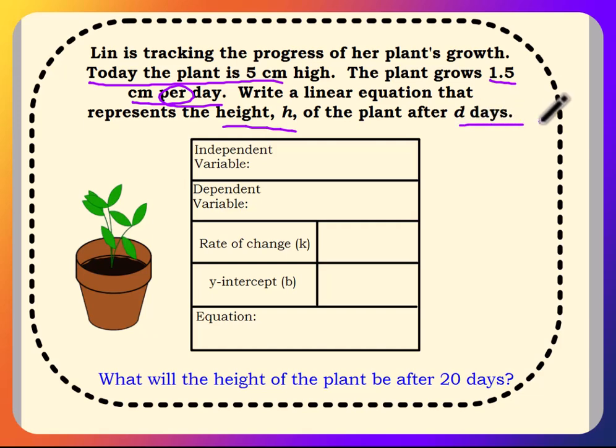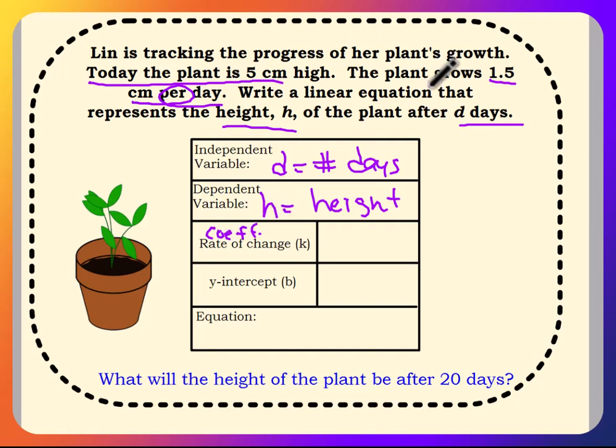So what do you think is the independent? Is it going to be the total height of the plant, or is it going to be the number of days? The number of days, right? So the independent variable is going to be d, which equals the number of days, which means the dependent, what you're looking for, is going to be h, which is that total height. Okay, rate of change, k. This is your coefficient. This is what you're multiplying by.